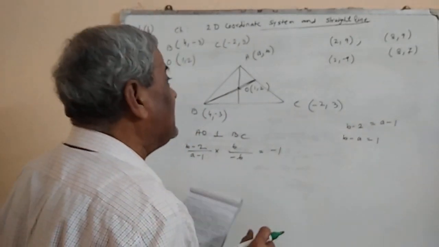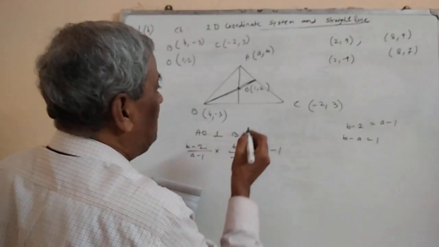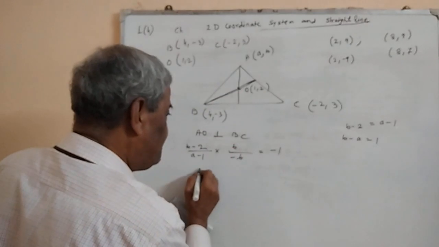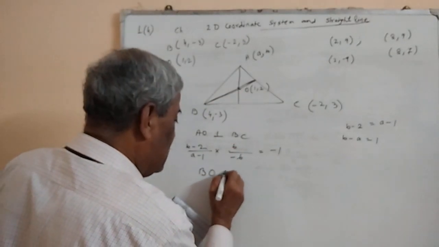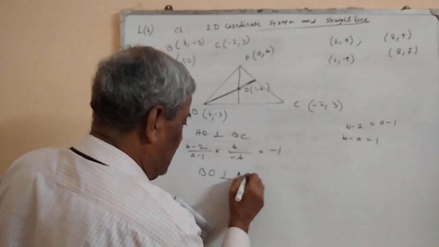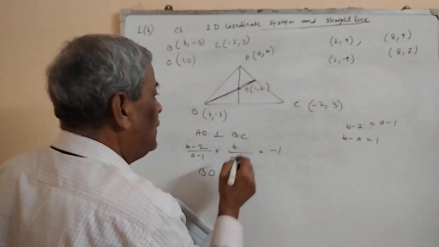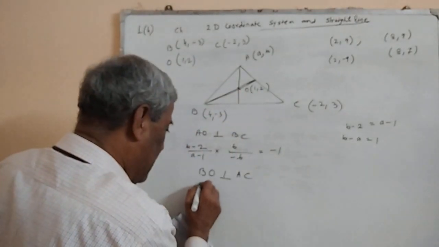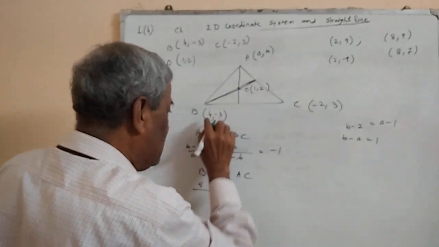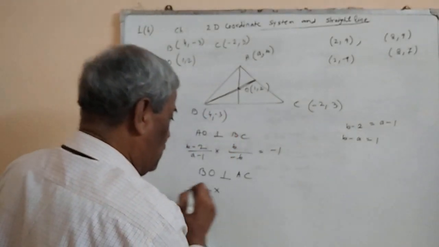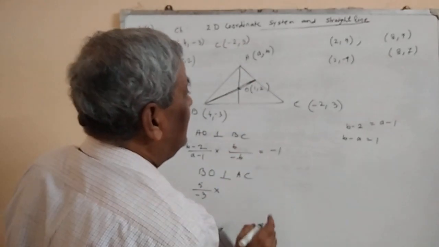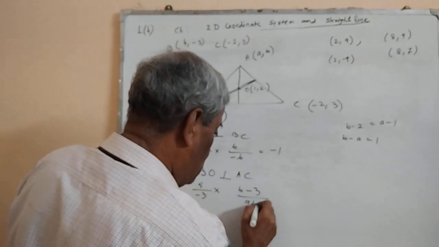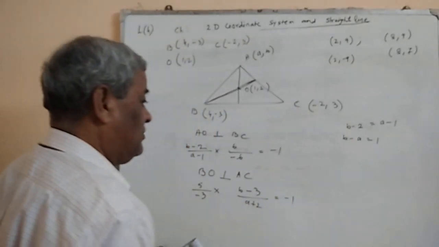I have to find another relation between a and b. For that purpose, you see, BO is perpendicular to AC. By the same argument, the gradient of BO is equal to (2 minus 3) divided by (1 minus 4 minus 3), into the gradient of AC, which is (b minus 3) by (a plus 2), that must be minus 1.